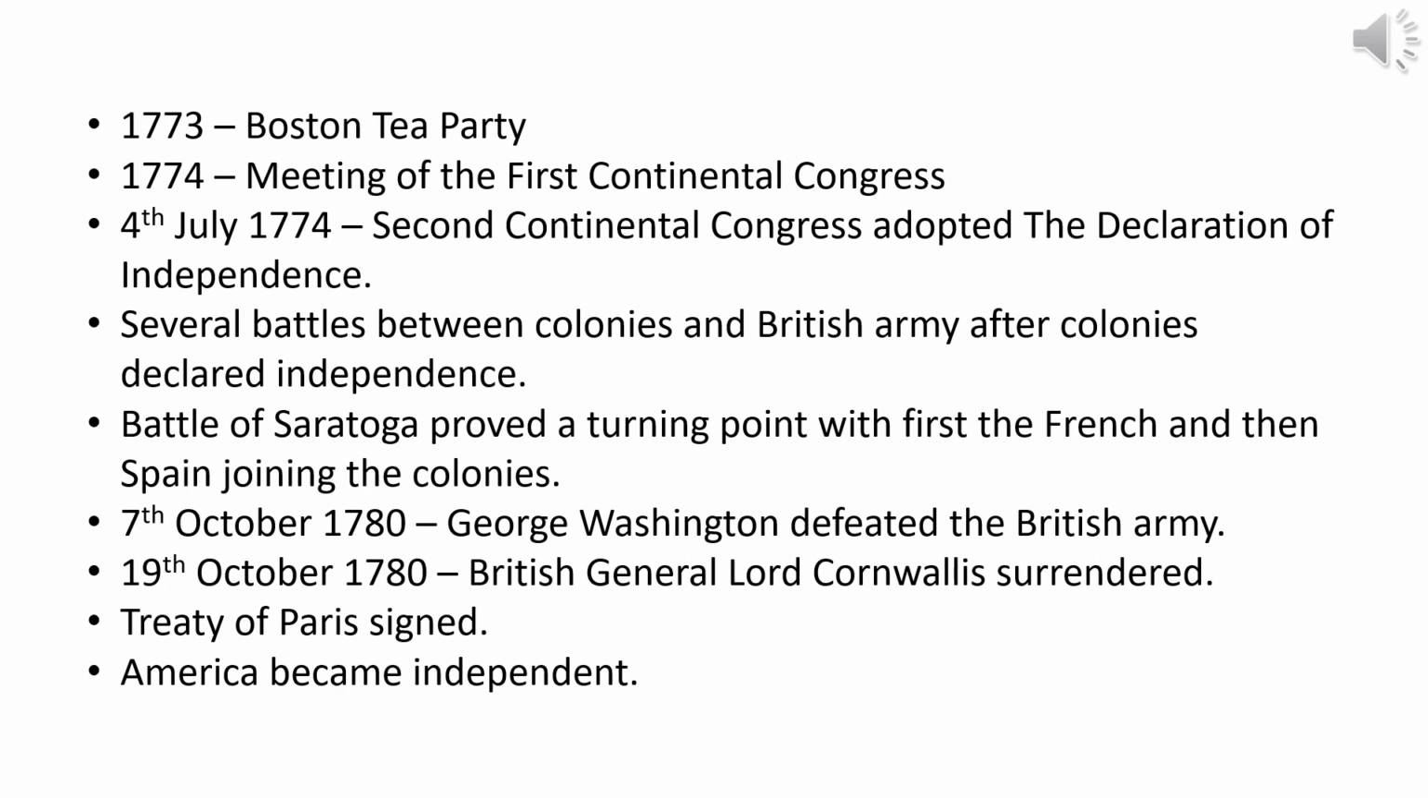This victory proved to be a turning point for the colonies as the French agreed to support them in their conflict with the British. Eventually, Spain also joined the colonies in their struggle for independence. On 7th October 1780, George Washington defeated the British Army. On 19th October, the British General Lord Cornwallis surrendered and America became independent. The American Revolt for Independence is known as the American Revolution.